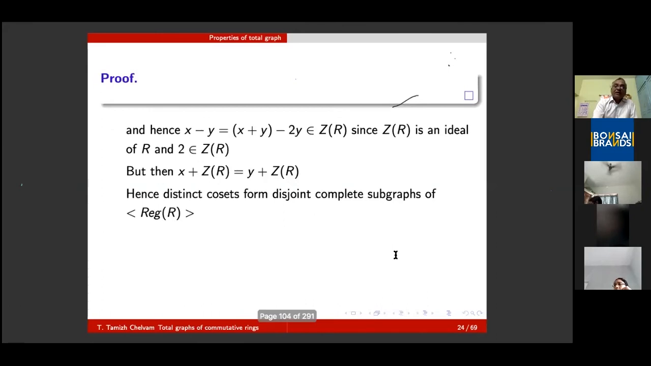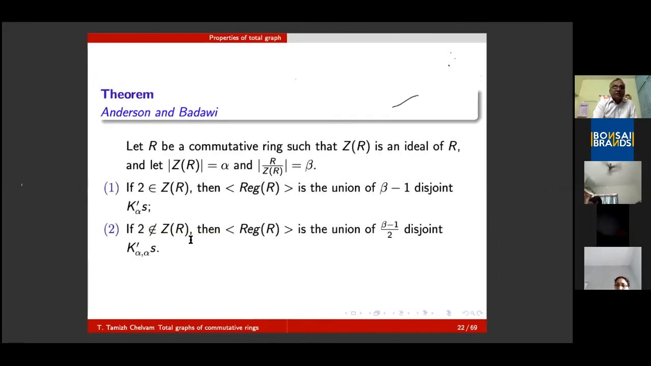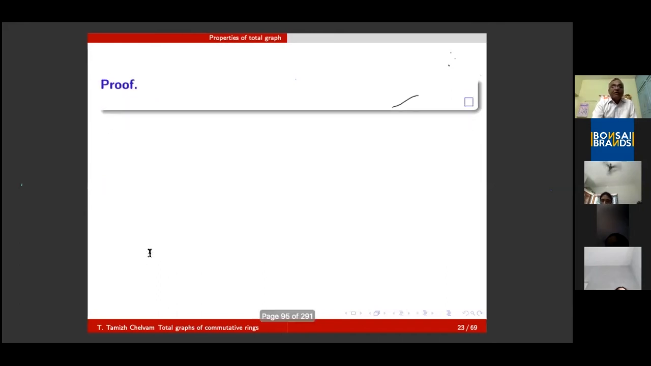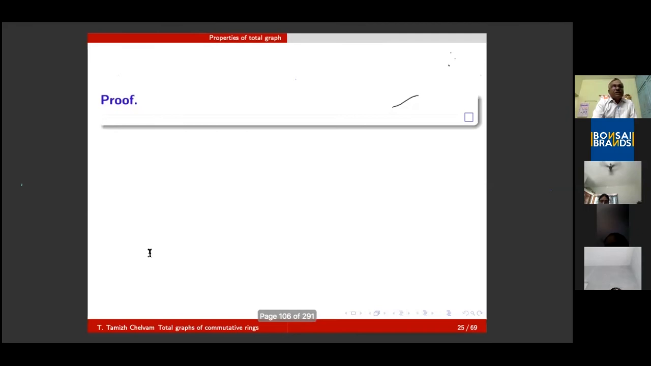Now, what is my claim? Please look into the statement. In this case, the subgraph induced by Z of R is complete, whereas the subgraph induced by regular elements is the disjoint union of beta minus 1 disjoint complete graphs K alpha. And perhaps one must infer that whenever this alpha comes into place, it represents the number of elements in the coset.